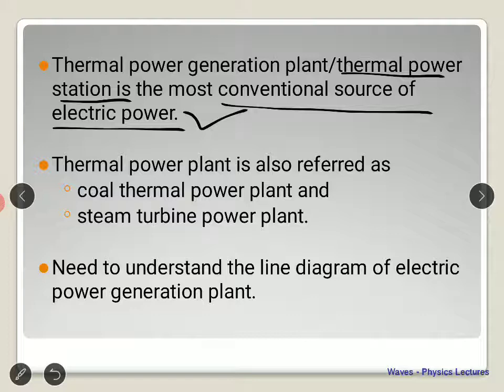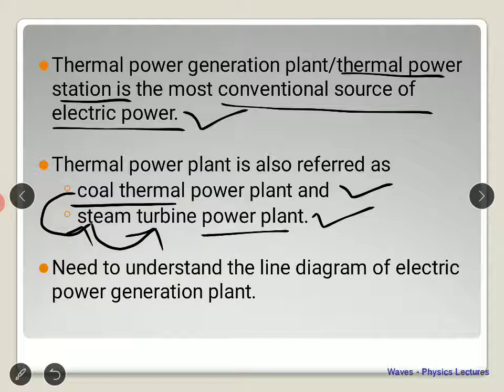So thermal power plant is also referred to as coal thermal power plant. Most of the time coal is used as the source of heat, and it is also sometimes called the steam turbine power plant, because with this coal we generate steam, which will rotate the turbine, and we get the power output from there. So we have the steam turbine power plant.